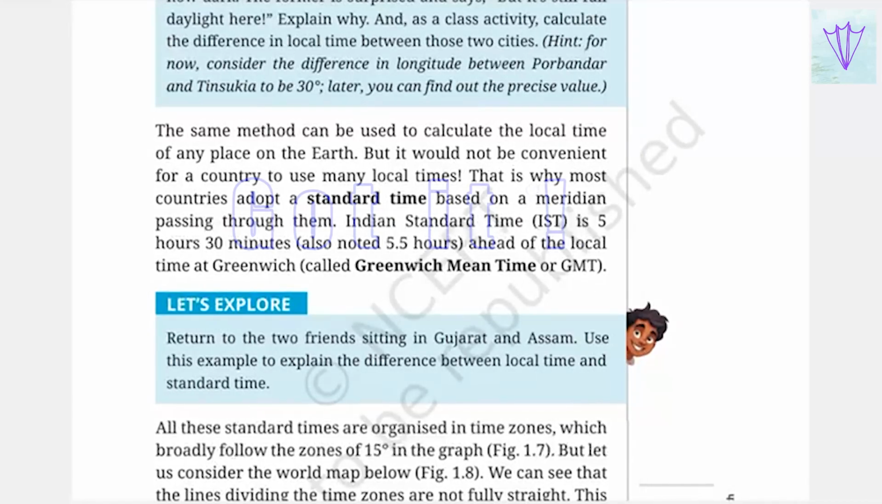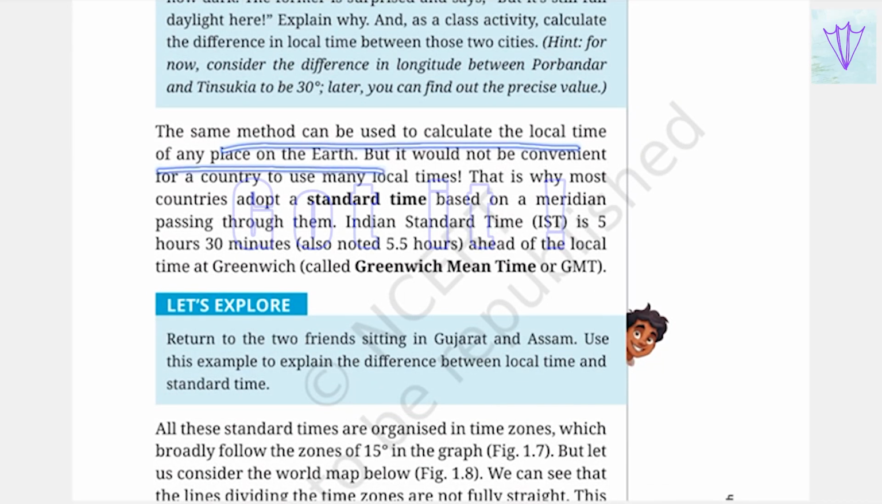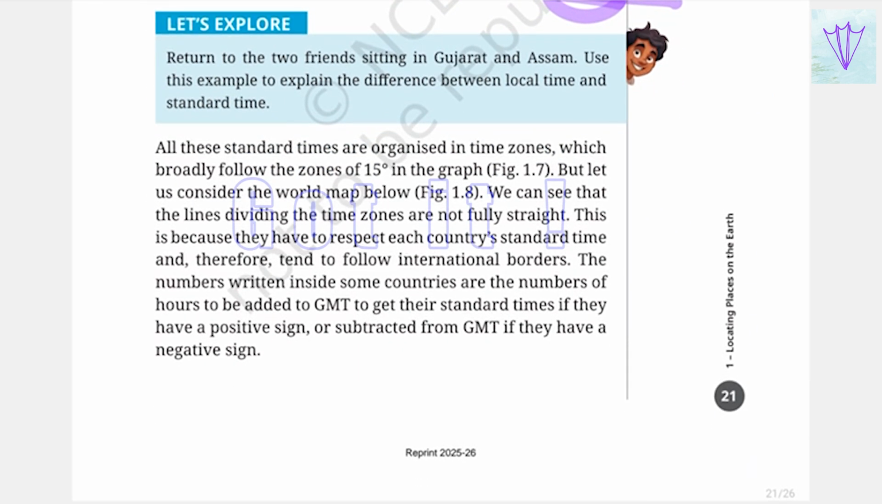So the same method can be used to calculate the local time of any place on the earth, but it would not be convenient for a country to use many local times. That is why countries adopt a standard time based on the meridian passing through them. So the Indian Standard Time is 5 hours 30 minutes, noted as 5.5 hours, ahead of the Greenwich Mean Time. So it is important to note that we call the standard the Greenwich Mean Time or the GMT.